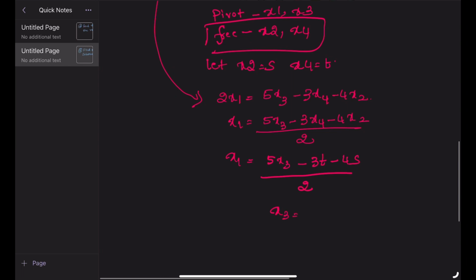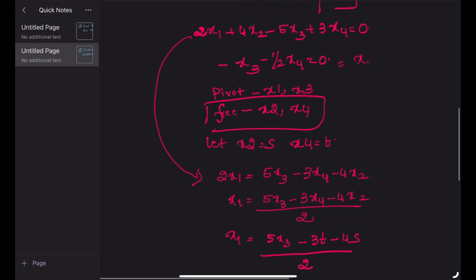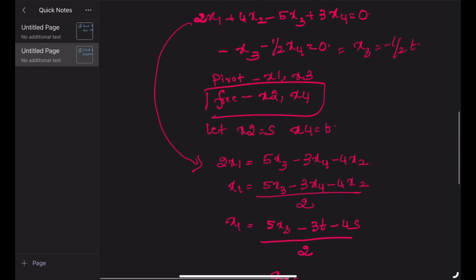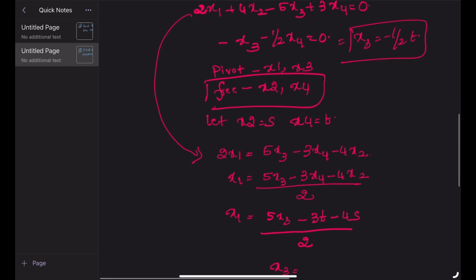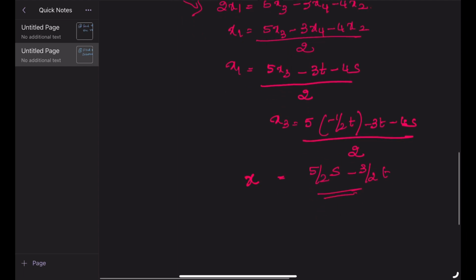Now x3, we know it is nothing but, in the equation, if I take x4 as t, then it is minus half t. So I will substitute minus half t in the equation. So you will get 5 times minus half t minus 3t minus 4s, divided by 2. A small correction, make it x1. I by mistake wrote it as x3. So if I solve it, I'll get 5/2 s minus 3/2 times t.